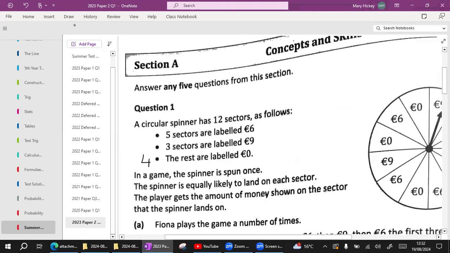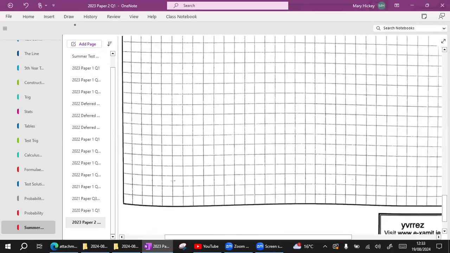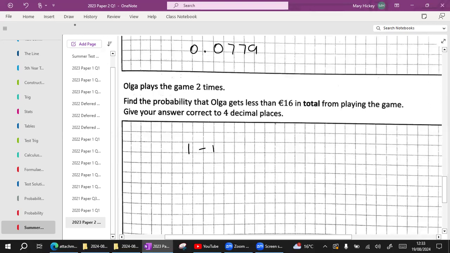If it's less than 16, she could win nothing at all. That's one option, that she never wins. Another option is that she'd get 0 the first time and then €6. Or she might get 0 and then €9. And even if she gets a 6 and then a 9, she's still under €16. And if she gets a 6 and a 6, she's under €16. So there's actually only one scenario where she would win over 16, and that would be if she won 9 and 9. So what I'm going to do is 1 minus the probability that she does win 9 and 9. That's much quicker. So 1 minus the probability that she gets 9 and then 9.